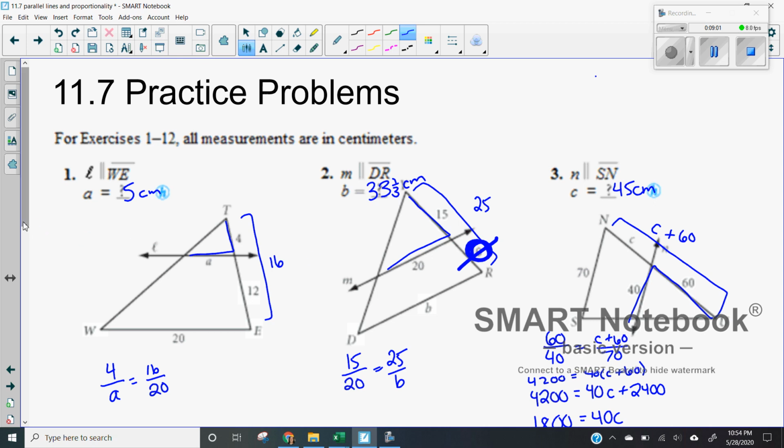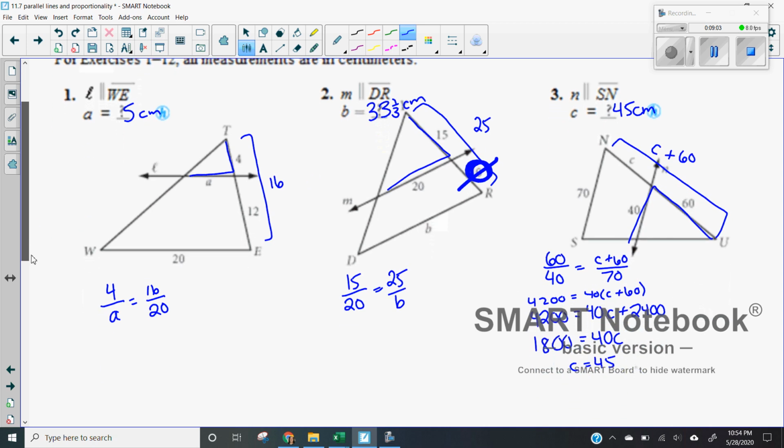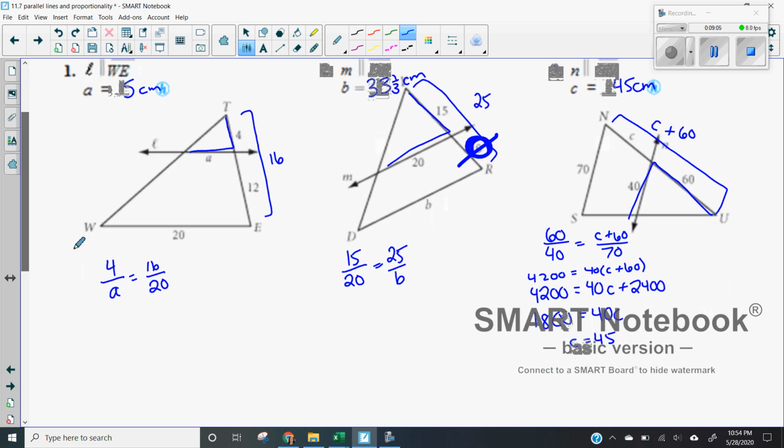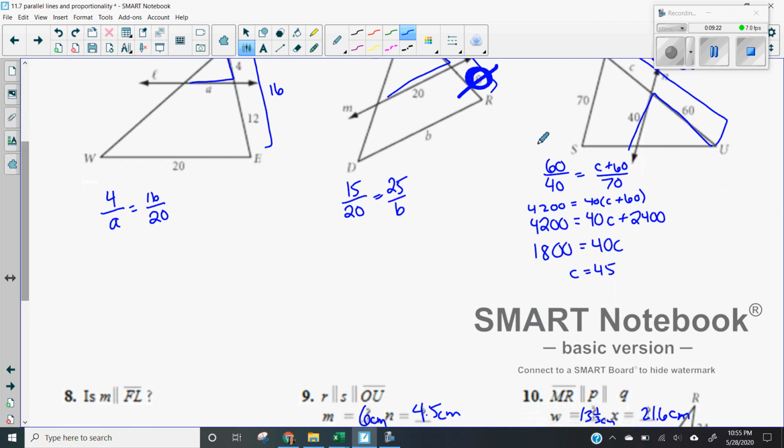Okay, and then number 3, a little bit of scratch work here. This one was a little more challenging algebraically. So setting it up is just the same, right? So full side over full side, 60 over 40. But then this full side is 60 plus c, or c plus 60, which is fine. When you set that up, you just have to realize that it's a little more work in solving that proportion for c. So you've got to cross multiply, you have to distribute, and then eventually get c by itself. So check your answer for that one. That should be 45.